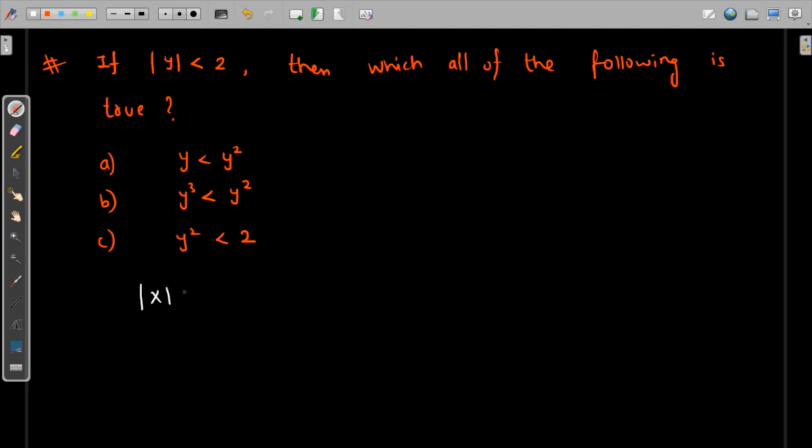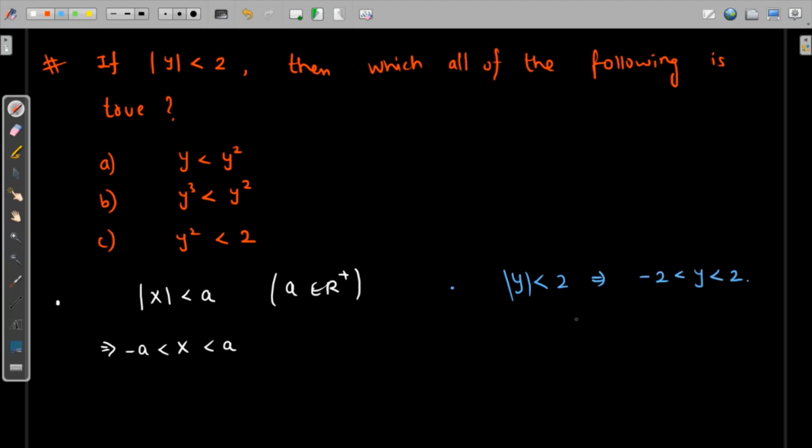Let's say the absolute value of x is less than a, where a is definitely a positive real number. Then we can right away say that its solution is x should be less than a and greater than minus a. This is the concept we are going to use. Extending it to this question, the absolute value of y is less than 2 means that y is between -2 and 2.